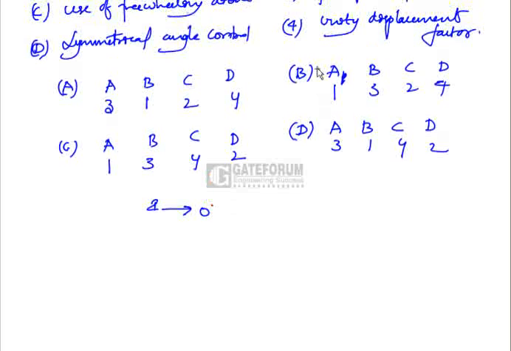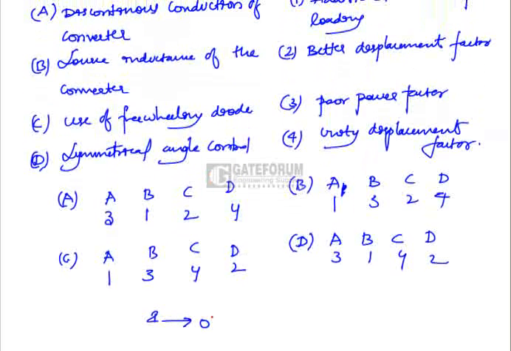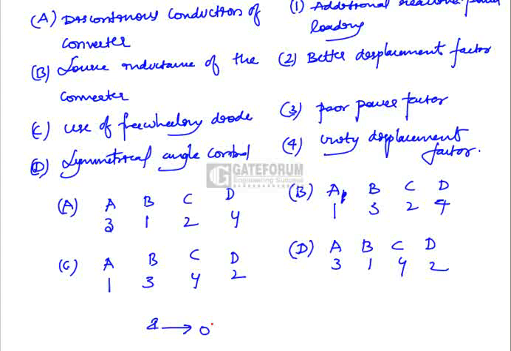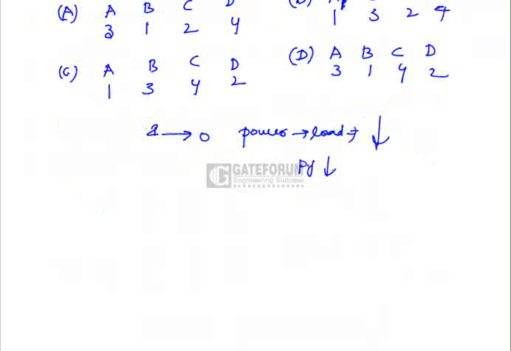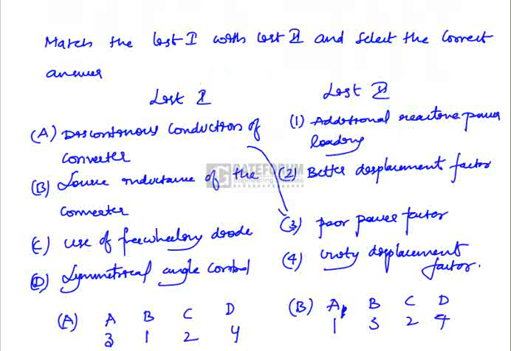On the x-axis. That means if you have discontinuous current conduction, the power delivered to the load is reduced. If the power delivered to the load is reduced, the power factor reduces. That means it is having poor power factor. So A is 3.